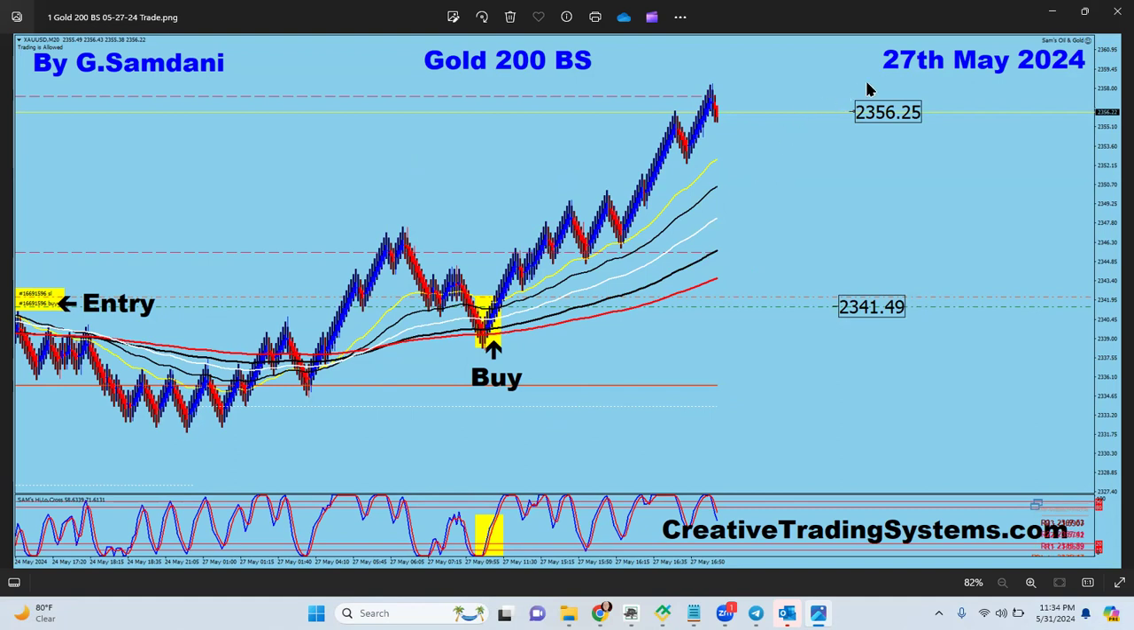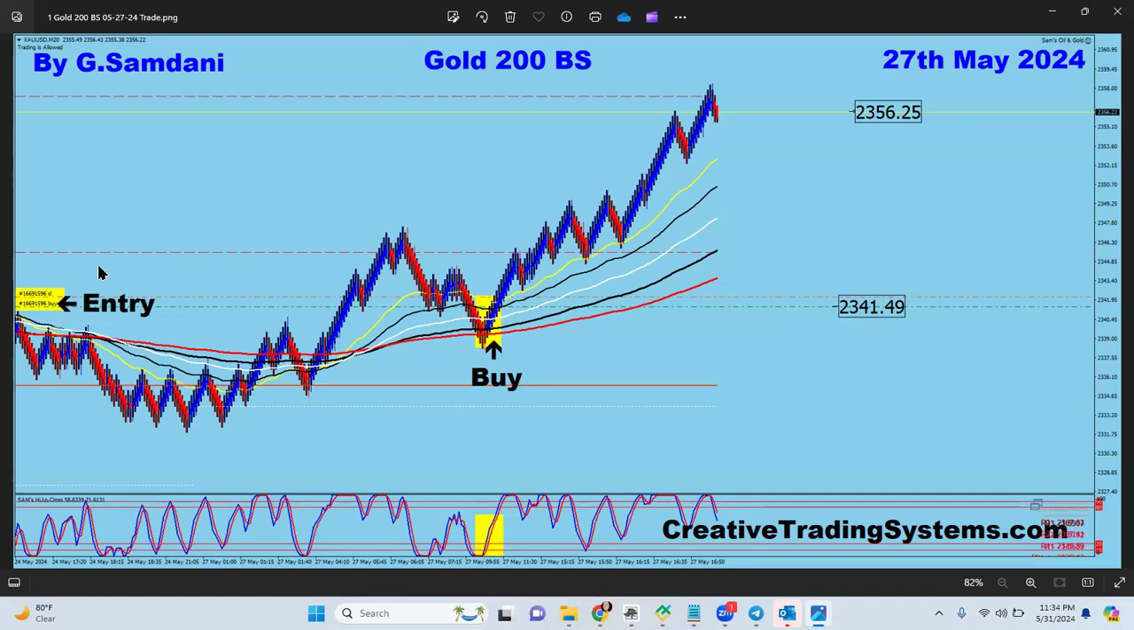So let's get started. The week started on the 27th of May, and this is the first trade, gold on the 20-minute chart from 2341 to 2356 using my system. All the trades are taken by the setup with 4 conditions. You can see the buy order is right there.